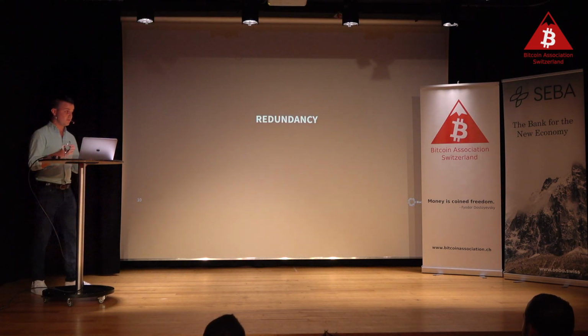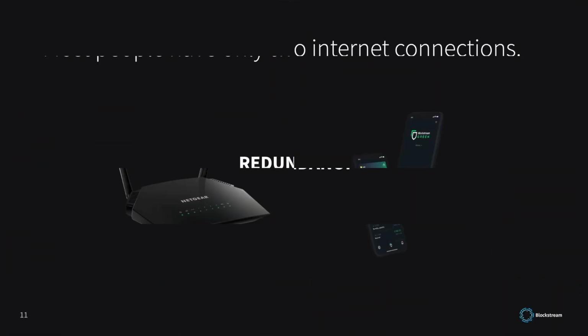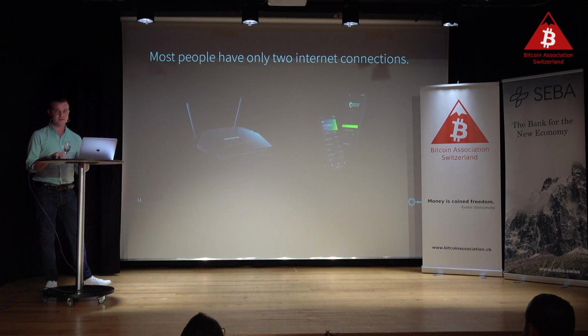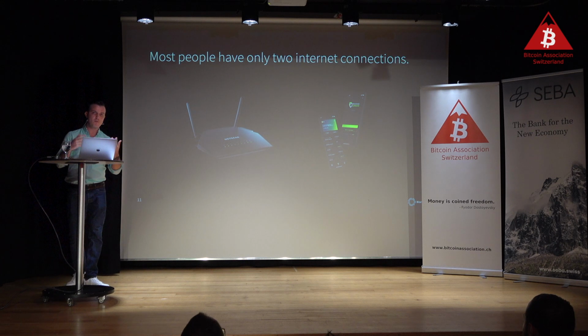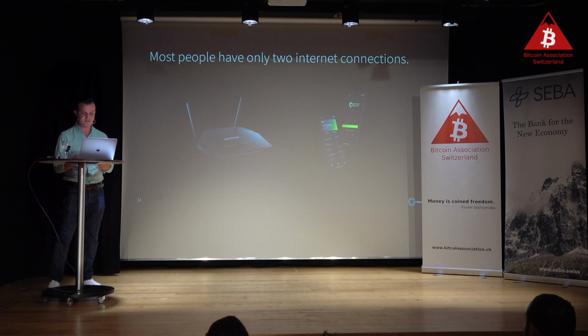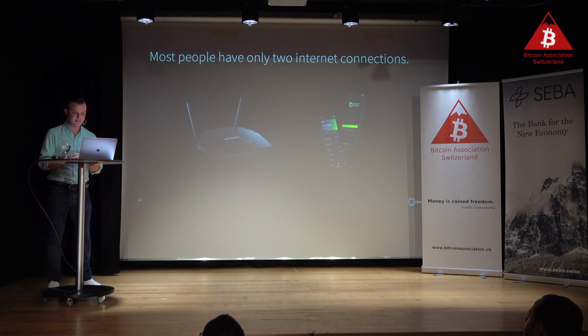So the third reason for offline Bitcoin is redundancy. Most people only have two internet service providers. They have their home broadband, and then they also have their mobile cellular contract. Often, both of these contracts are provided by the same company. And so as we become more and more dependent on Bitcoin for our financial lives, we have a very small number of centralized parties that are providing access to these services. That creates a single point or a few points of failure.